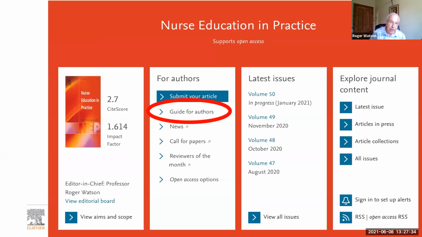I'm using nursing journals as examples. I know that the audience is not all nurses, but you'll have your own journals in mind. But don't just have one journal in mind. And if you do get rejected, don't give up. Always make a rejection the beginning of the next submission. So if you're rejected, just say to yourself and your colleagues who you're writing with, where is it going to go next?